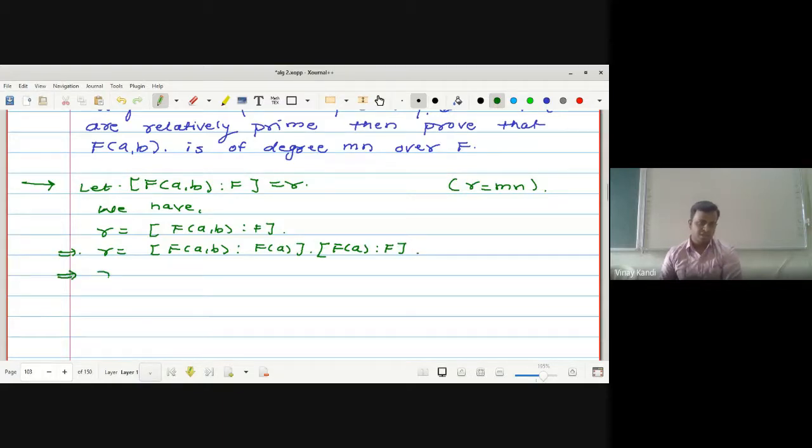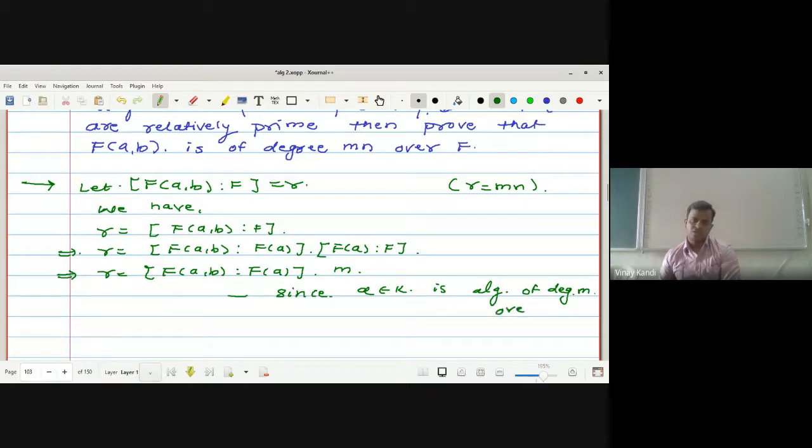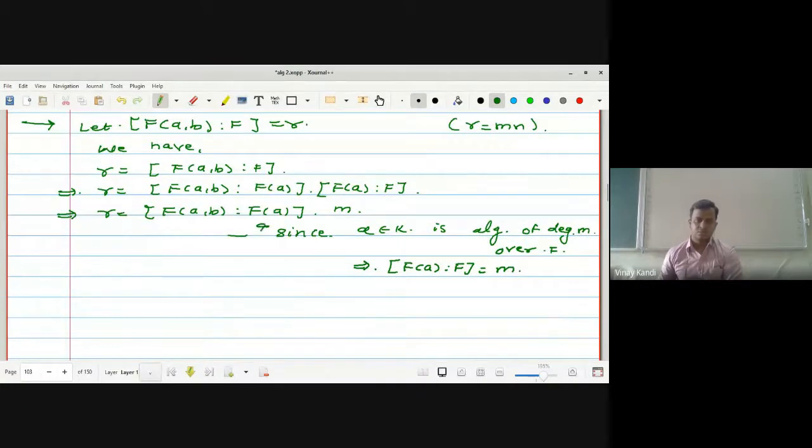This implies r is equal to the degree of F of ab over F of a, into, but what is the degree of a? a is algebraic of degree m over F. So the degree of F of a over F is m. What is the reason? Since a belongs to K, is algebraic of degree m over F, this implies the degree of F of a over F is m. Now from this equation, m is a divisor of r.